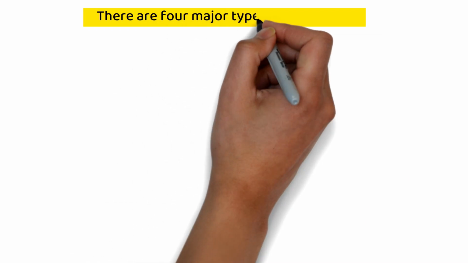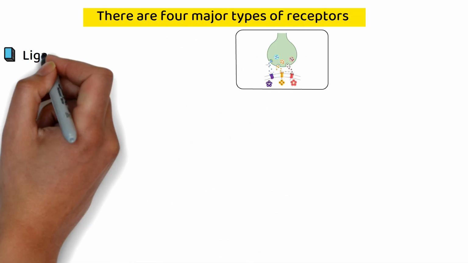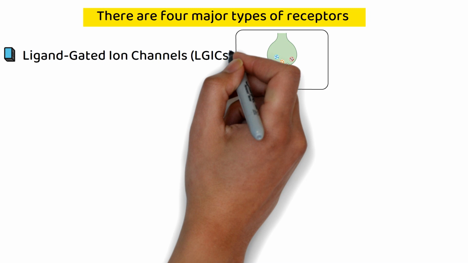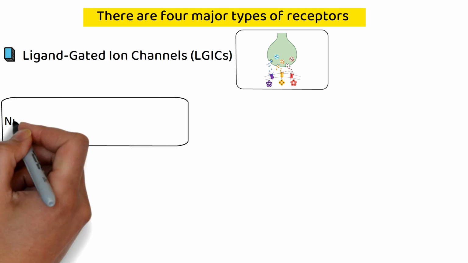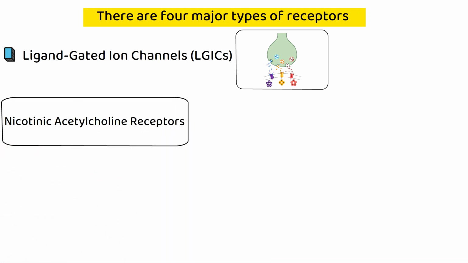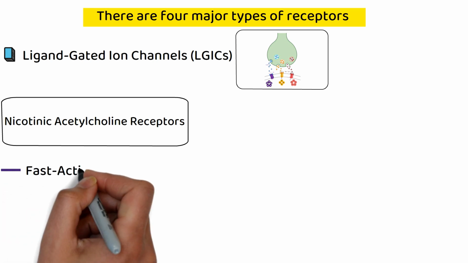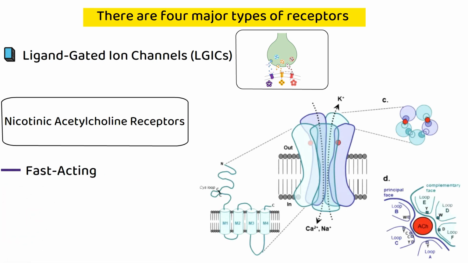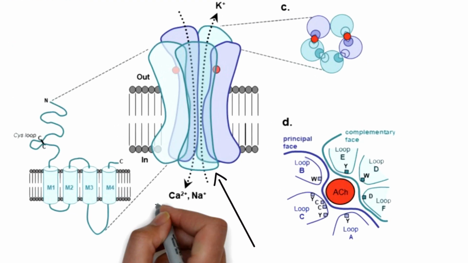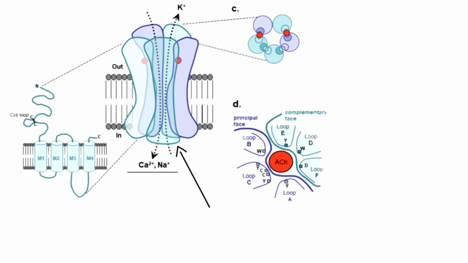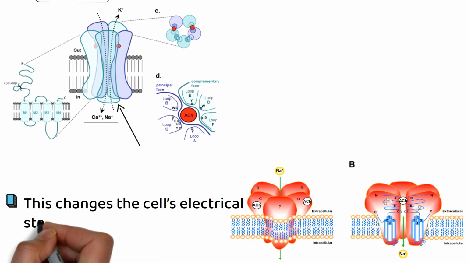There are four major types of receptors you should know. Ligand-gated ion channels, or LGICs. Example, nicotinic acetylcholine receptors. These are fast-acting. When a ligand, like a neurotransmitter or drug, binds, the channel opens, letting ions like sodium or calcium flow in. This changes the cell's electrical state almost instantly.